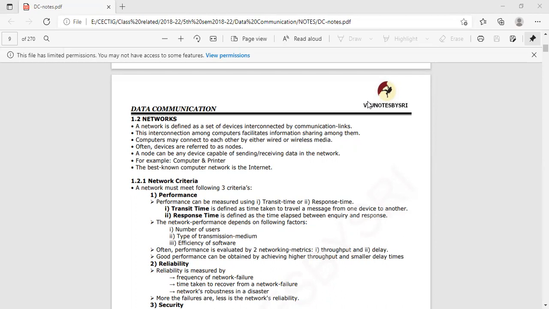So what are the criteria? First is performance, second is reliability, and third is security. Coming to them one by one, what is performance? By a very basic conception, performance means that we need to perform. If I am a teacher, I need to perform enough so that you can understand whatever topic we are going to discuss.